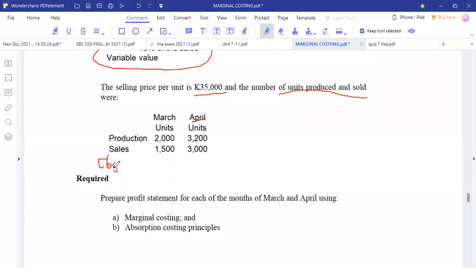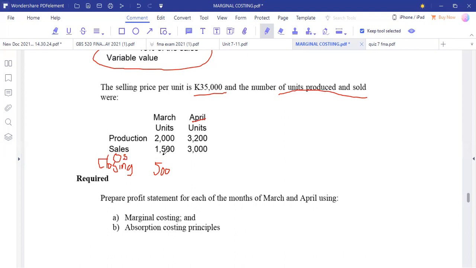So our closing here is going to be: we have produced the 2,000 units, and then we've sold 1,500 units, meaning that we can close with 500 units, because we've produced 2,000 and sold 1,500. So this 500 units will be the opening stock, which is OS.